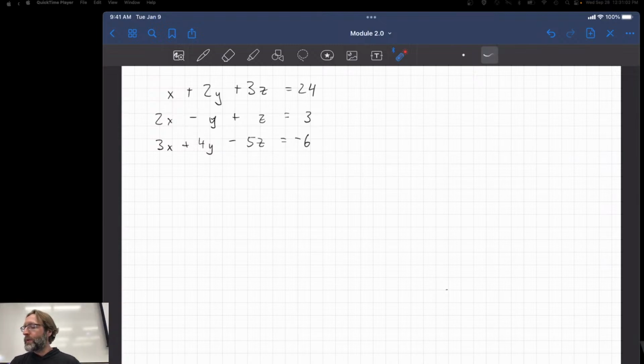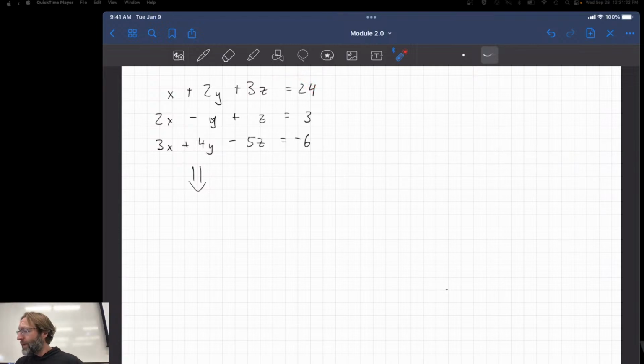And to do that, what I'm going to do is transfer this system into an augmented matrix. In other words, all of these x's are aligned, so that's the first column. Y is the second column, z is the third column. And then, of course, we've got this. This is why we call it augmented, because we have this fourth column over here, which represents the right-hand side.